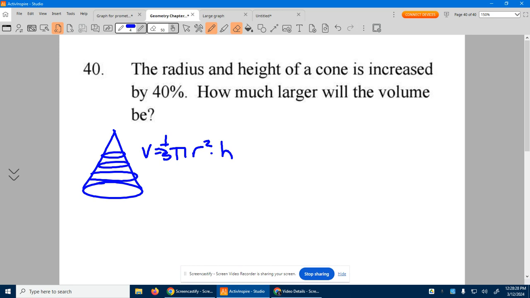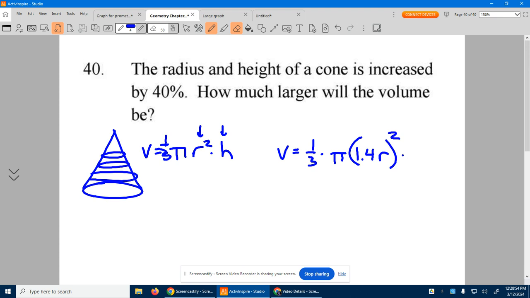Now, what are we doing? It says we're going to come in here and this radius is going to increase by 40% and the height by 40%. So 1/3 times pi. Now, the radius, if it's increasing by 40%, it has all of it plus an extra 40%. That's 140%. So that's 1.4 times whatever the radius is, and that whole thing gets squared.